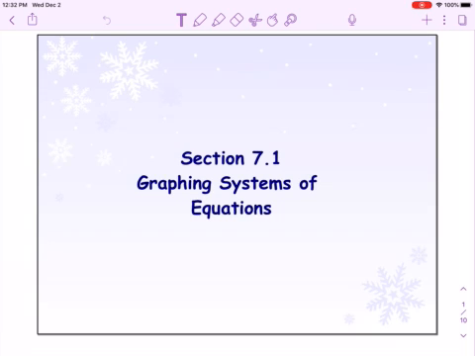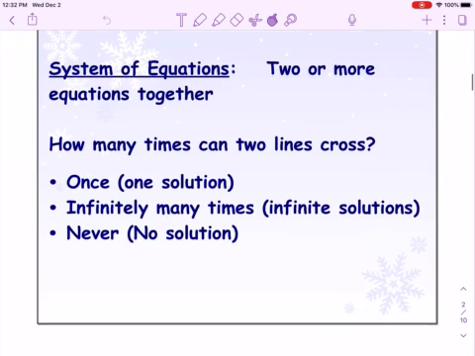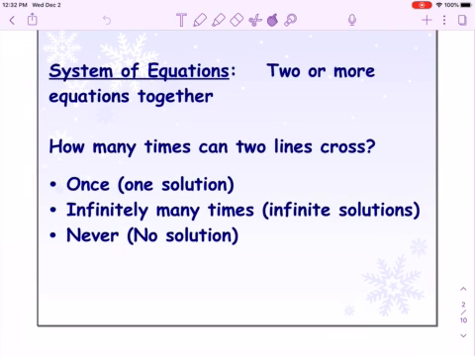Graphing is the first method we're going to learn to solve systems of equations, and you're looking for where they intersect. A system of equations is just 2 or more equations together, and the goal is to find where they intersect. And we're talking about lines. If you think about lines, the most 2 lines can intersect is just once, okay? There's no way that they can loop back around and cross in an additional place. So 1 is the most intersections you can get.